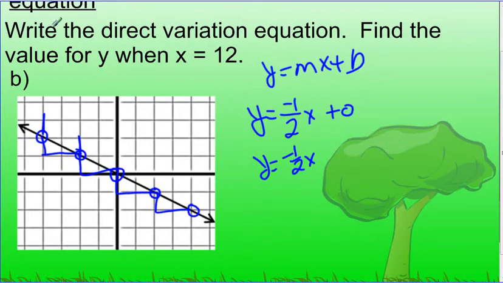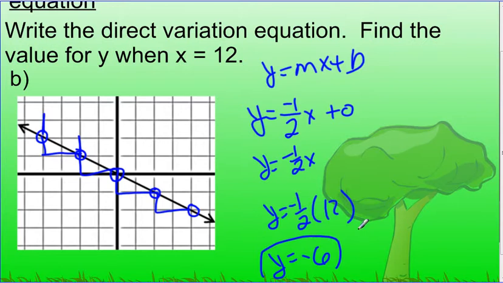Now it says find the value for y when x is 12. So if x equals 12, what do we get? Well, if you've got a nice fancy handy-dandy calculator, you can plug that in. Or if you've got a nice sweet brain like mine, 12 times negative 1/2 is negative 6. And we're done.